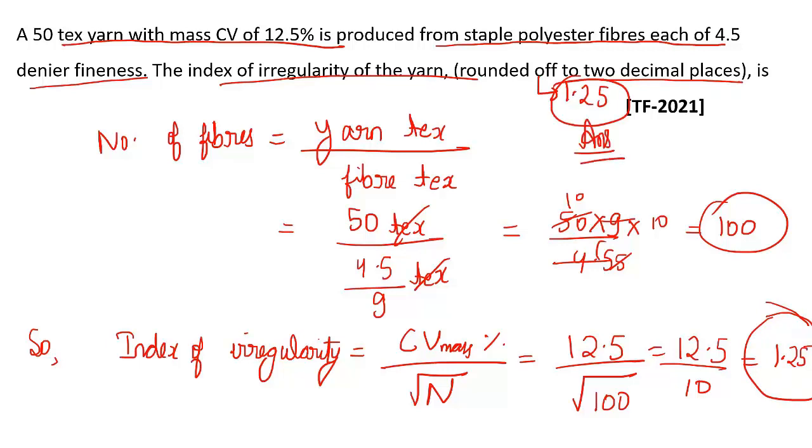I think this question is also clear to you, how to calculate the index of irregularity and what its relation is: CV percent upon root of number of fibers. Since the number of fibers has no unit, you can calculate it using the formula yarn tex upon fiber tex. In place of yarn tex, you can also write yarn denier upon fiber denier. Because the yarn is the greater quantity, it is in the numerator and the fiber is smaller, so you get the number of fibers using this formula. I think it is clear to you. Now coming on to the next question.